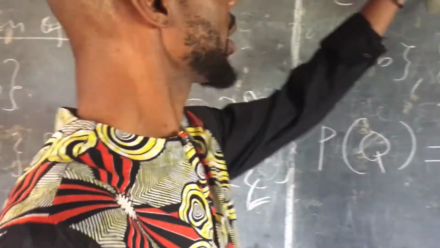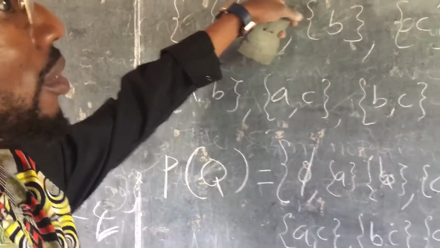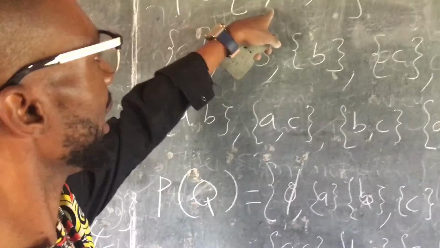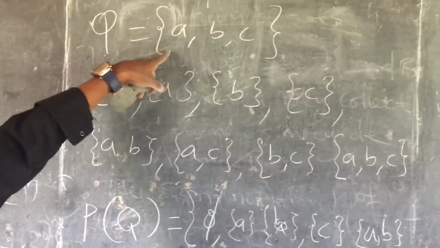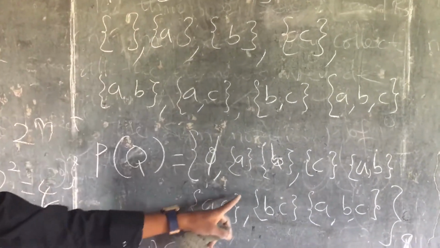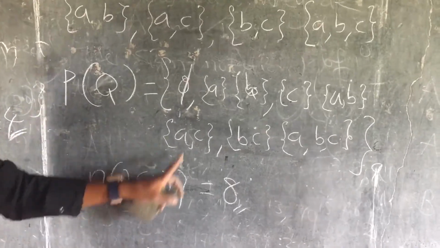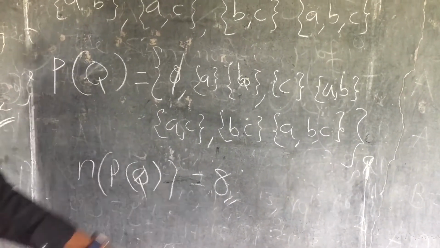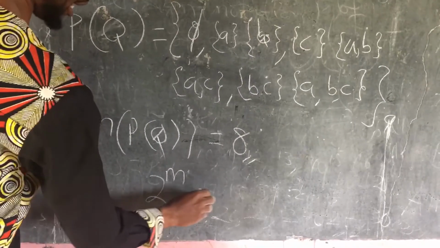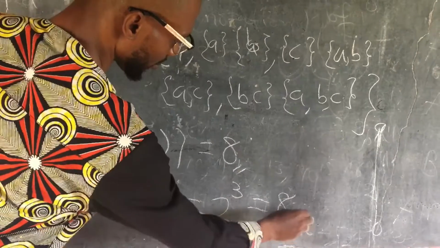What do we get for this place? In this place, we have 3 elements. And when we take the cardinality of the power set of this set, we get 8. So if we put down the formula, 2 raised to power m, and our m is 3, if we take 2 raised to power 3, we will get 8.